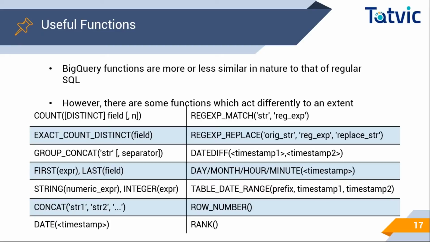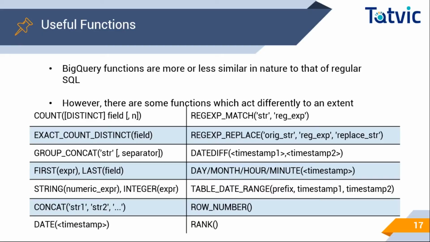Moving on to some of the useful functions. BigQuery functions are more or less similar to what you see in regular SQL, but they function in a different way than your regular SQL. Some of the functions that I have been using over the past couple of years: the basic one is count. You do not have distinct count, you have count and then you put in distinct underneath that, and an enhanced version of that is exact count distinct.